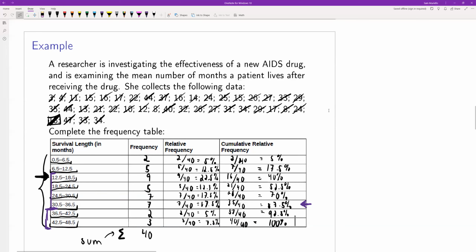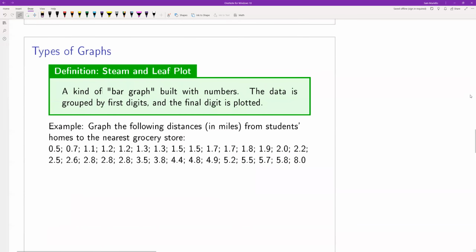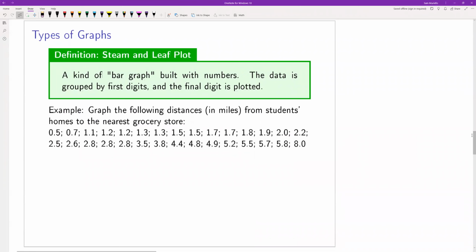Now that we've got this notion of frequency down, we can start talking about different types of graphs. The first type of graph we're going to look at is not really a graph so much as a visual way to write the data down. It's sometimes treated like a graph. It's kind of like a bar graph, but you'd write the numbers out rather than actually writing out a bar. The way you do this is you will fill in only the first digits. In this case, my first digits start at 0 and go up to 8.